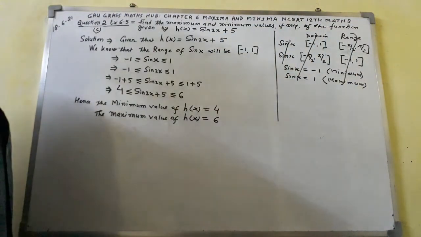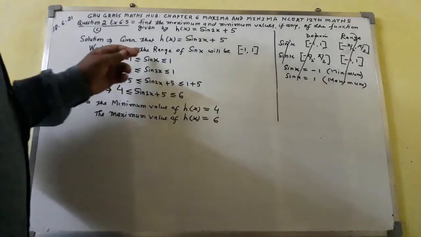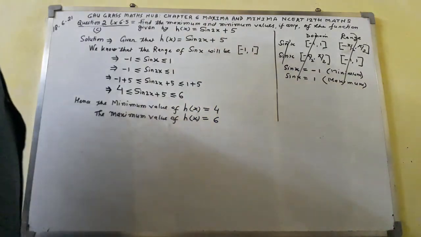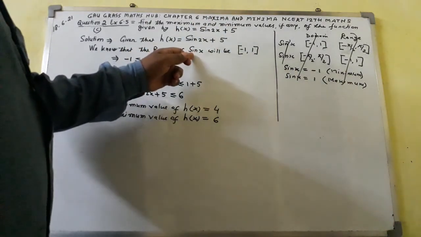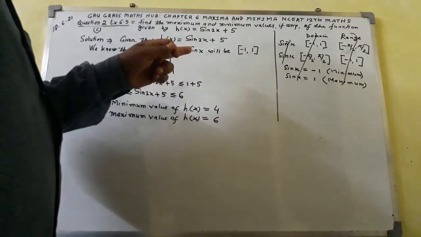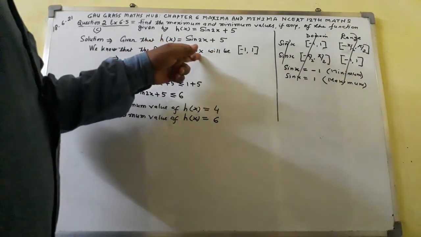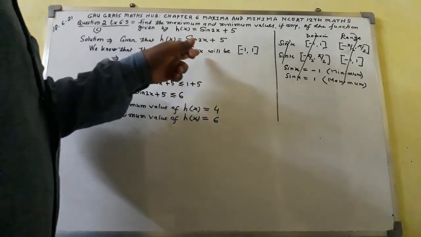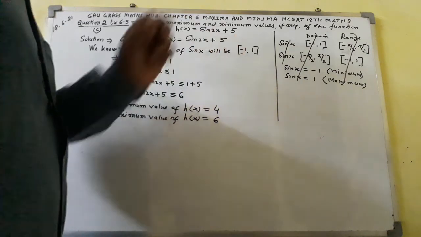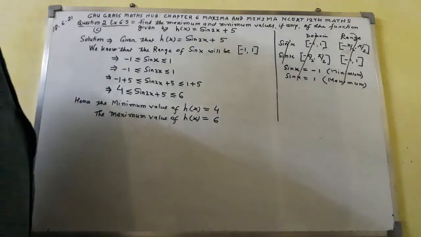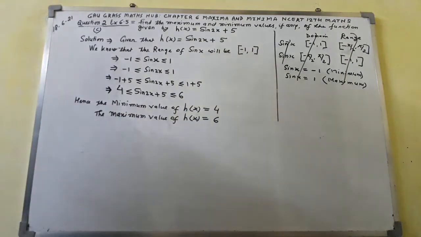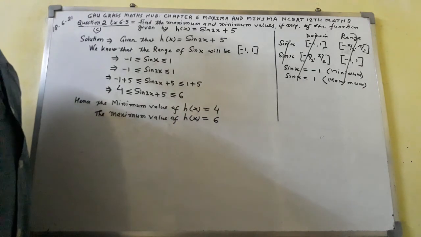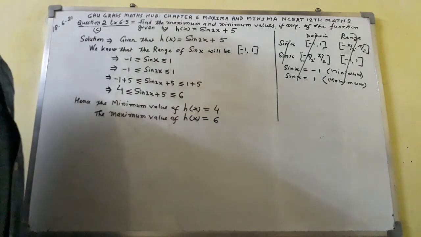But for the solution of this question, you must remember the range of sin x will be the closed interval -1 comma 1. And when I write sin inverse, the range will be converted to domain: the domain of sin inverse x will be this one, and vice versa. This is the complete explanation and solution of question 2C that has been taken from exercise 6.5, chapter 6, maxima and minima of NCERT 12. Okay guys.